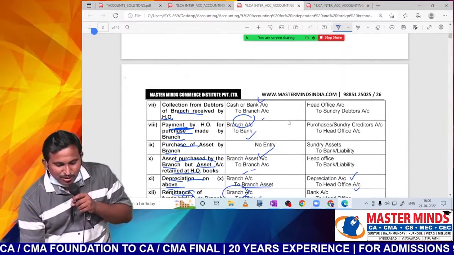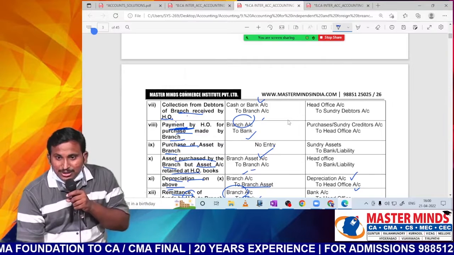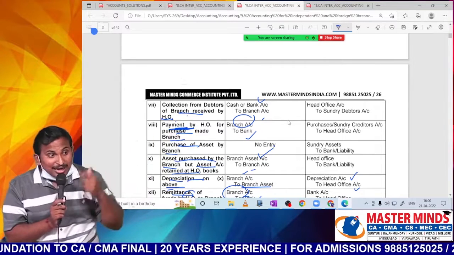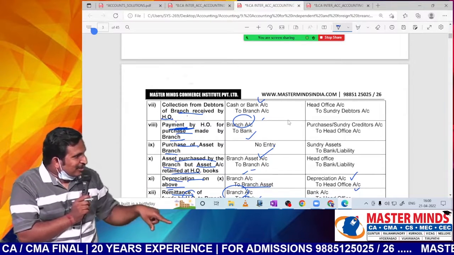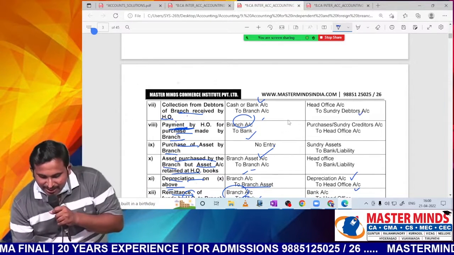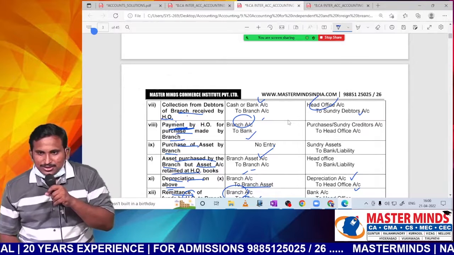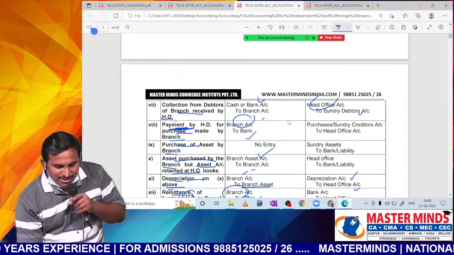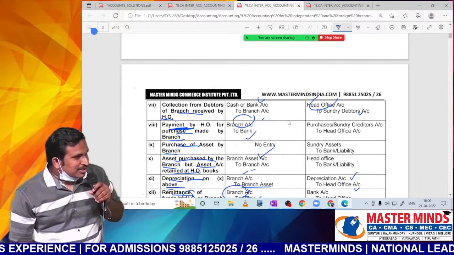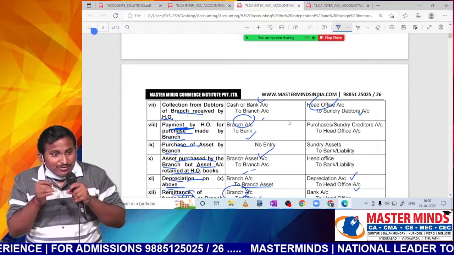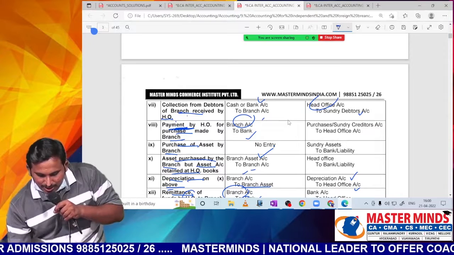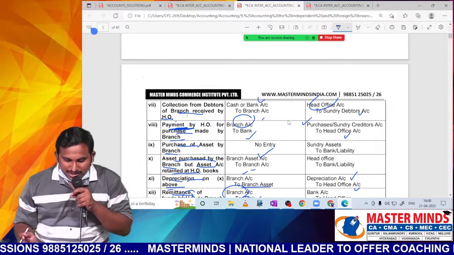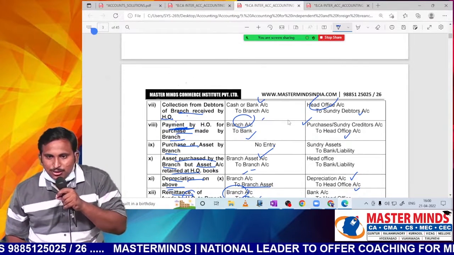Collection from debtors of branch received by head office. Cash is received by head office, but understand for us what is the impact? Debtor balance should reduce. So debtors will be credited, balance to head office. Sir, are you getting the point? Payment by head office for purchase made by branch. What have we done for us, sir? Purchase. So we'll record purchase, and simply transfer the other aspect to head office. Sir, are you getting the point?